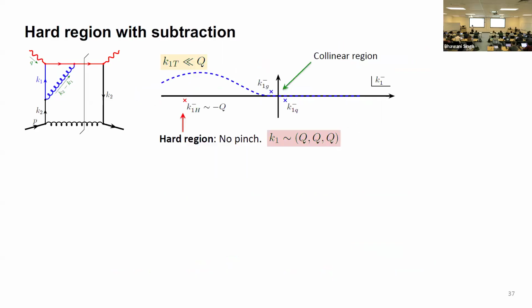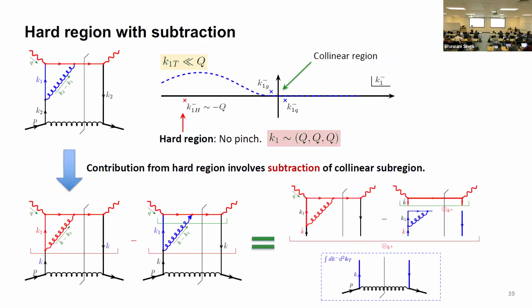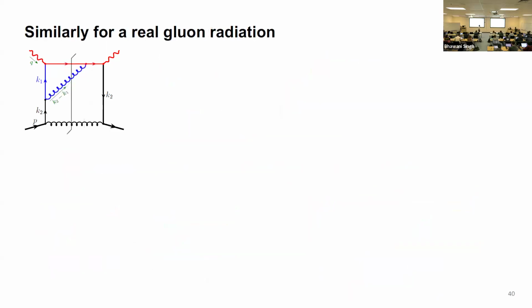And what about the other region? We have a hard region. A hard region is that is around here when the momentum is around here. And hard region has to contain a subtraction of this collinear region here. And this gives us similarly an upper part with the original diagram, but with the subtraction of the collinear subregion. And the lower part is the same leading order PDF as we have before.